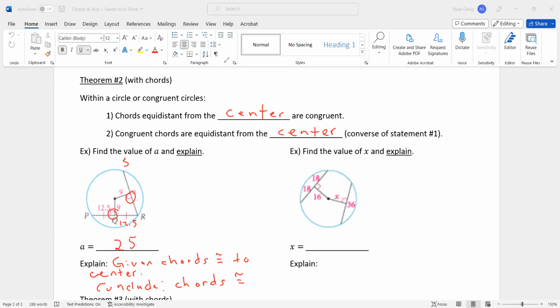Next one, find the value of X and explain. You could probably look at this, it's probably 16. And you're right, X is 16. The explanation is the hard part. Well, what did I give you? I gave you congruent chords, right? 36, and this one's 18 plus 18, so 36. So I gave you that those two chords have the same length. What I can conclude is they are equidistant to the center.